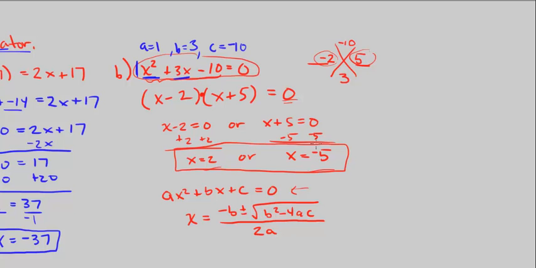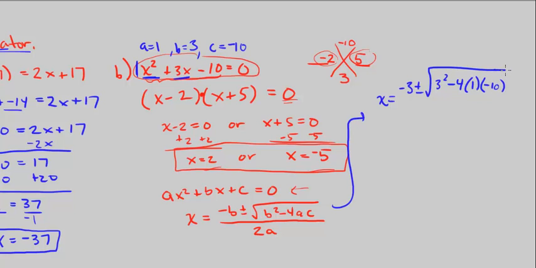So we plug into our quadratic formula. We get x equals negative b. Well, negative b is negative 3 plus or minus square root of b squared, which is 3 squared, minus 4 times a, which is 1, times c, which is negative 10.